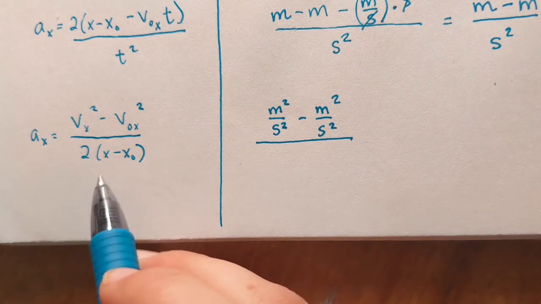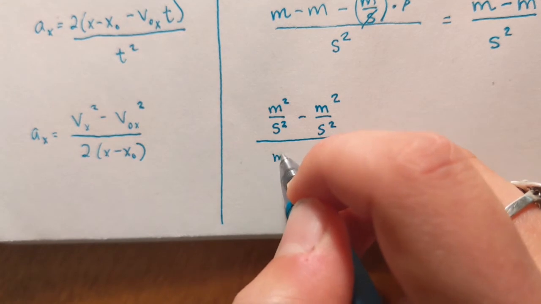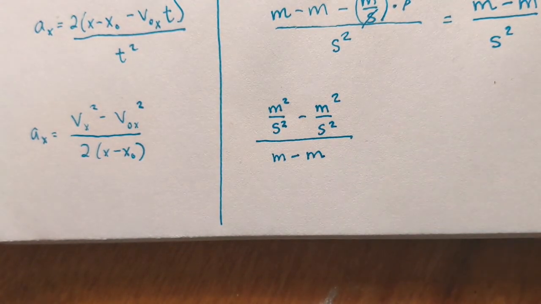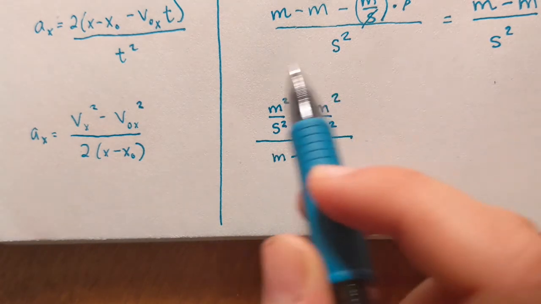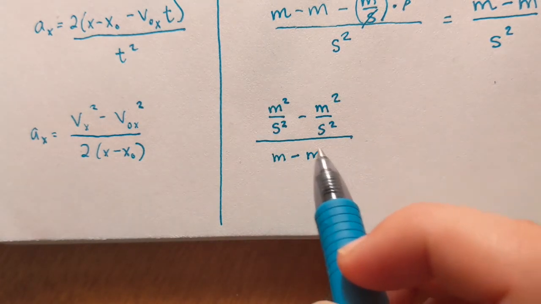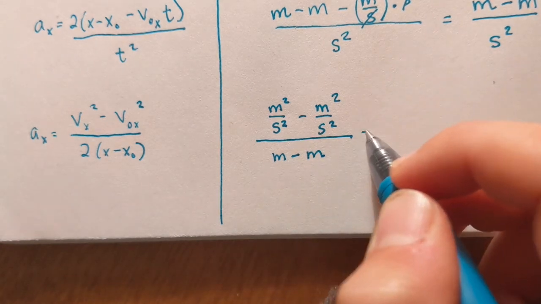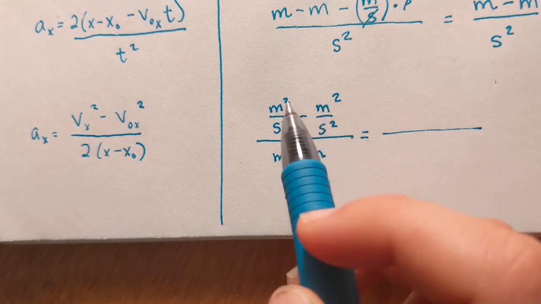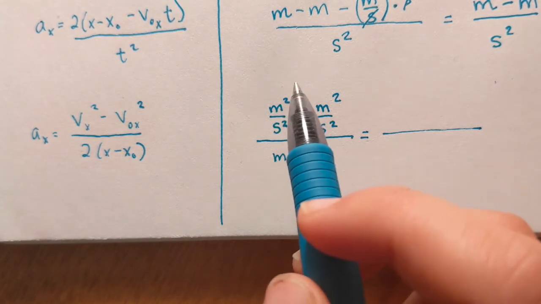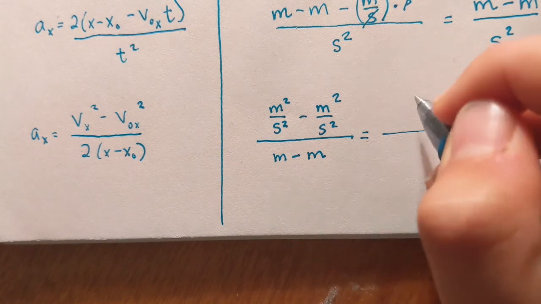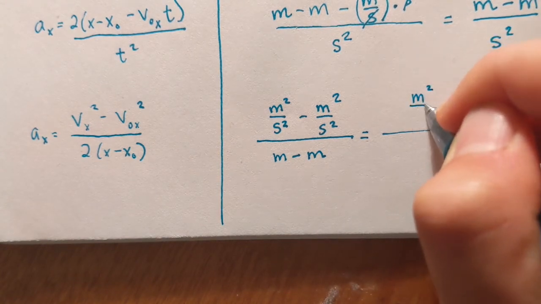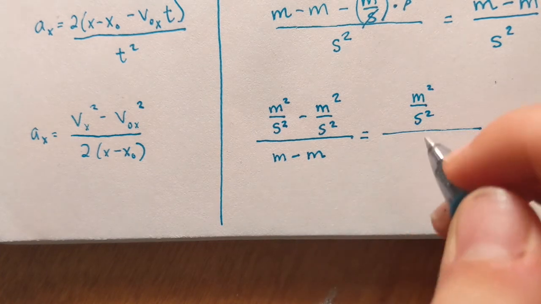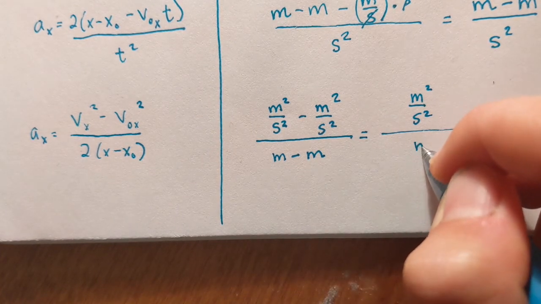X minus x naught: x is measured in meters, as well as x naught, also measured in meters, because they are positions. So I can deal with what's on the numerator separately, and I can deal with what's on the denominator separately. So I'm going to attack the numerator. If I'm subtracting two values that have the same units of meters squared over seconds squared, I'm left with a value that is meters squared over seconds squared. If I'm subtracting two values with the same units of meters, I'm left with a value of meters.